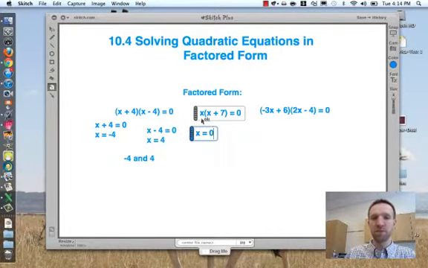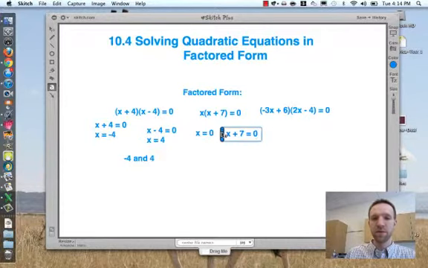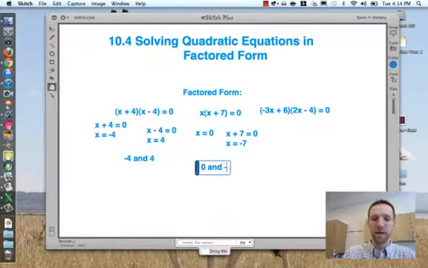If x is 0 here, you'll do 0 times this value, which would be 7. It would equal 0. It checks. Then we'll take the second expression, x plus 7, set that equal to 0, and solve for x. Well, subtract 7 from this side, subtract 7 from this side. I think you get to see that it's going to be x equaling negative 7. So my two final solutions for that quadratic equation would be the value 0 and negative 7.